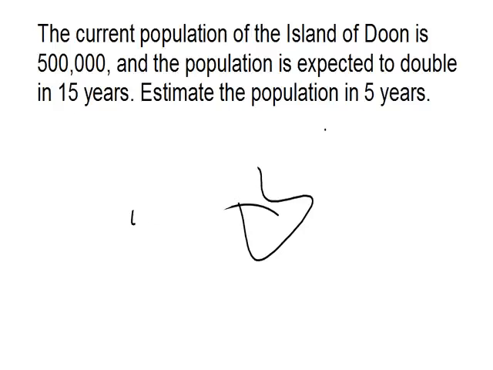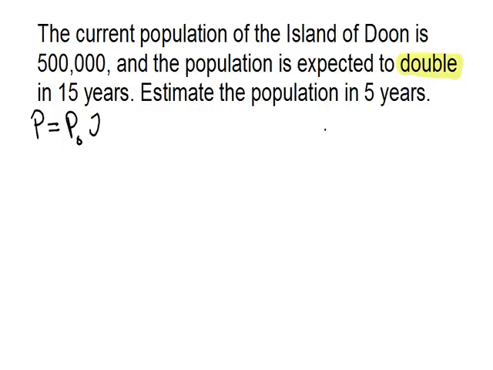Okay, the current population of the island of Dune is 500,000, and the population is expected to double in 15 years. So we want to estimate the population in 5 years. Okay, so we will use the P version of the equation. P equals P0 times 2 to the T over D. So in this case, right now our current population is 500,000, so that's our P0.